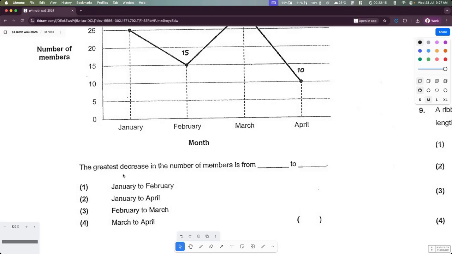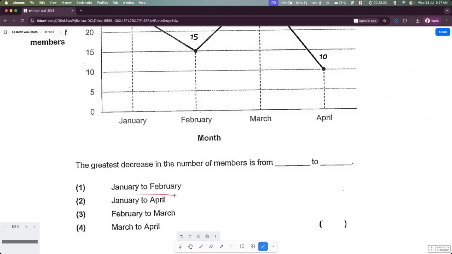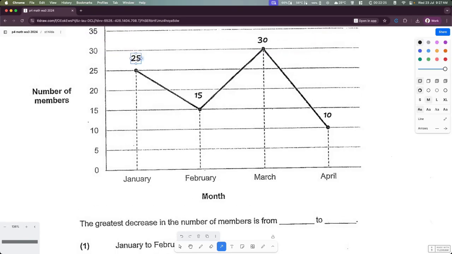In this question, the greatest decrease in the number of members is from which month to which month? Let's go through one by one. January to February. So let's put January 25, February is 15, March is 30, and then 10 is April. I'll put it at the bottom, easier as well.